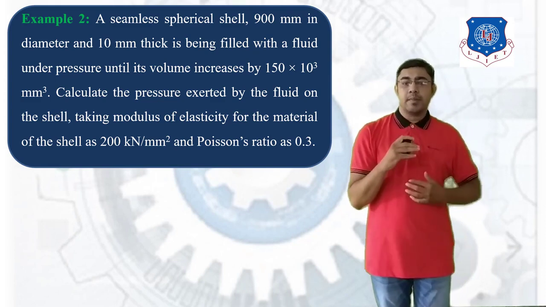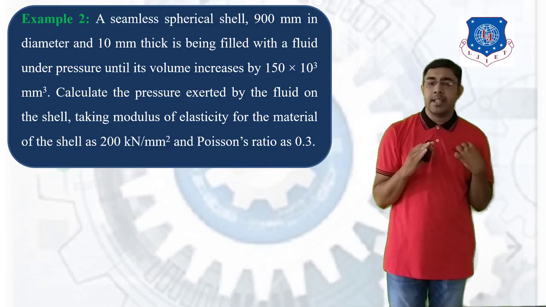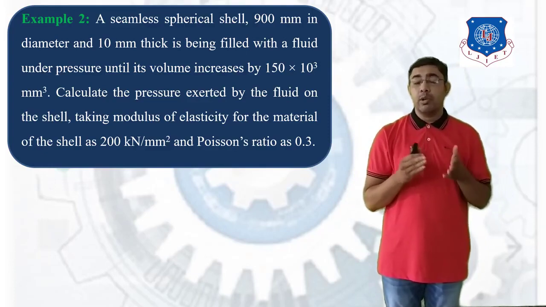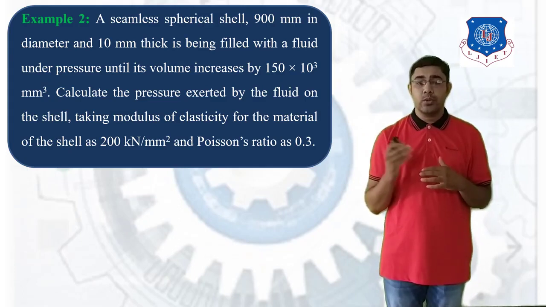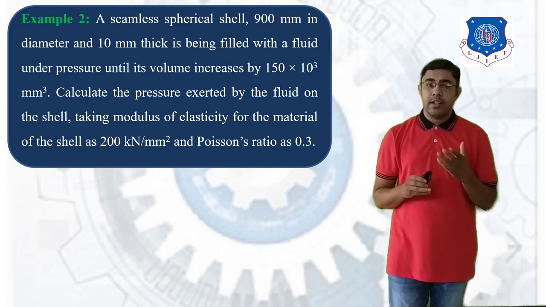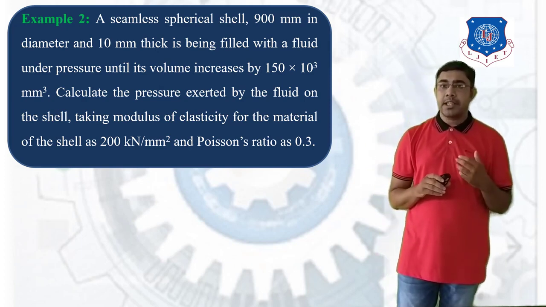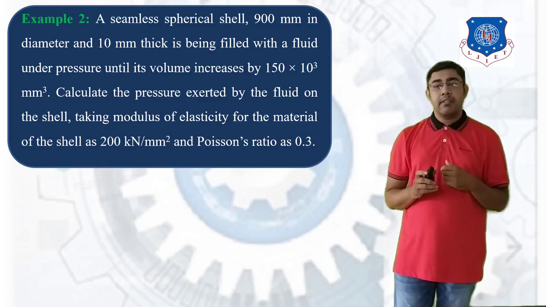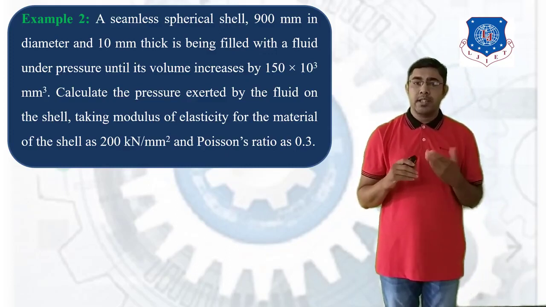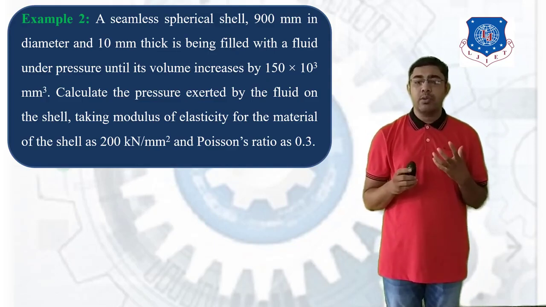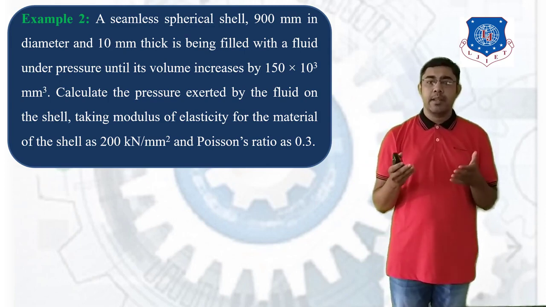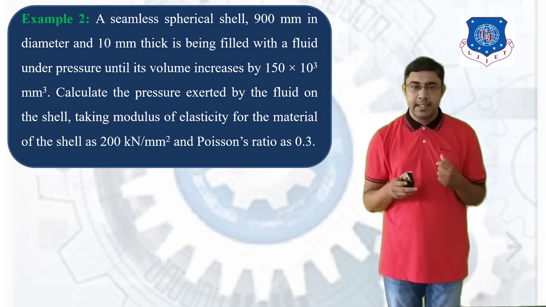So here the spherical shell is given and we have to find the pressure. Delta V is given, because the volume increased by 150 into 10 raised to 3. The diameter of the shell is 900 mm, t is 10 mm, E is 200 kN per mm square and Poisson's ratio nu is 0.3. We have to find the pressure intensity exerted by the fluid in this spherical shell.